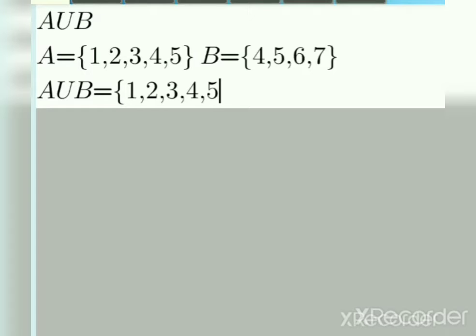6 and 7. Okay. So இப்போ A union B அப்படின்னா we have to join the elements from A and the elements from B. So ரெண்டு செட்ஸ்லேயுமே சேம் எலிமெண்ட்ஸ் இருந்ததுன்னா you have to write only one time.